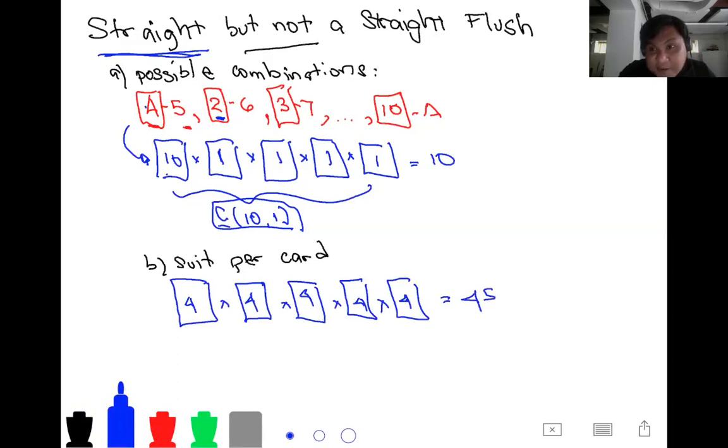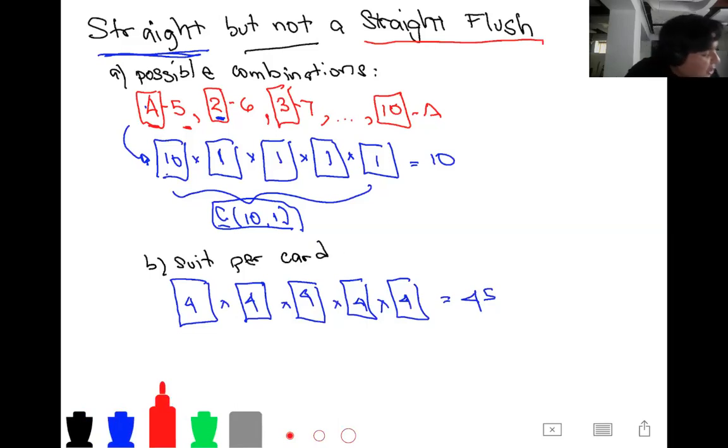However, this one is an overcount. It's not 4 to the 5th. Why can't it be 4 to the 5th? Because note that we cannot have a straight flush. So how are we going to get rid of that part for it to end up not as a straight flush? Let's say, because you're allowed to choose any of the 4 suits in the first card, let's say it comes out as a heart.